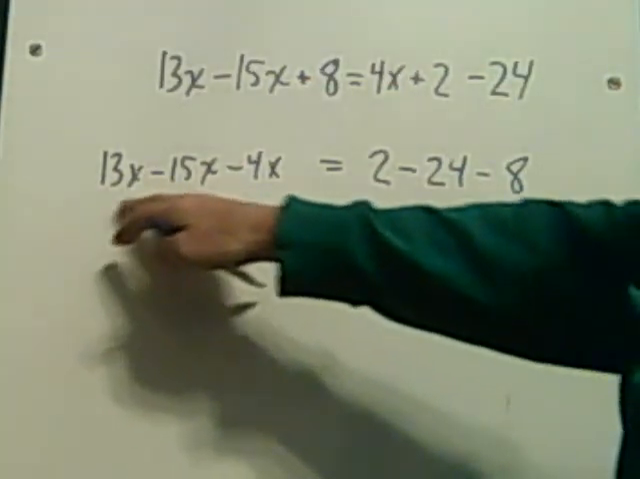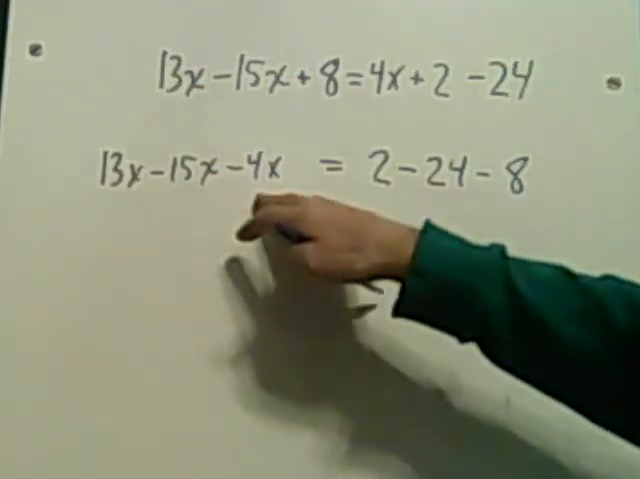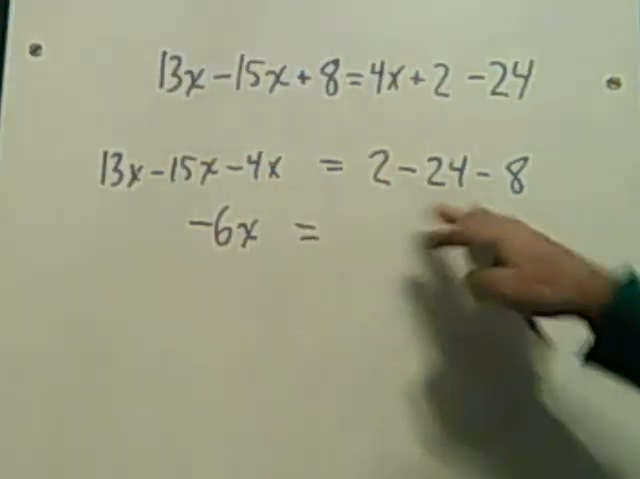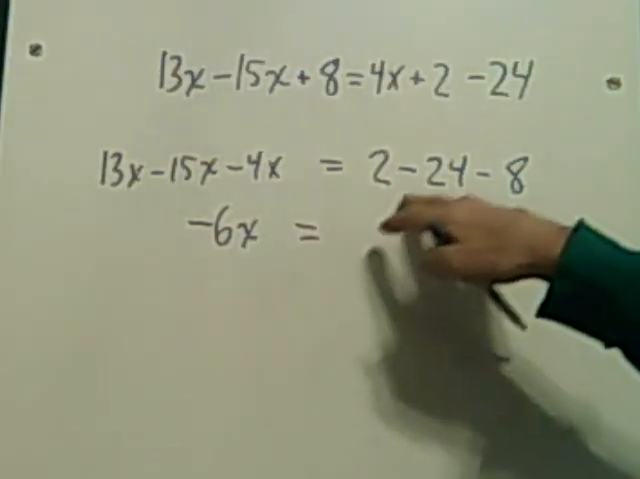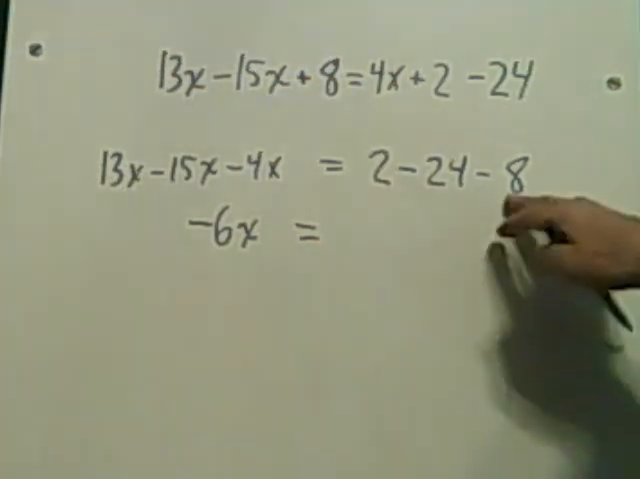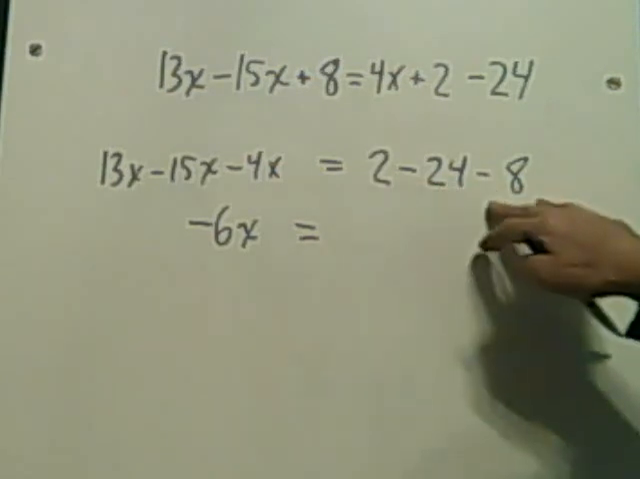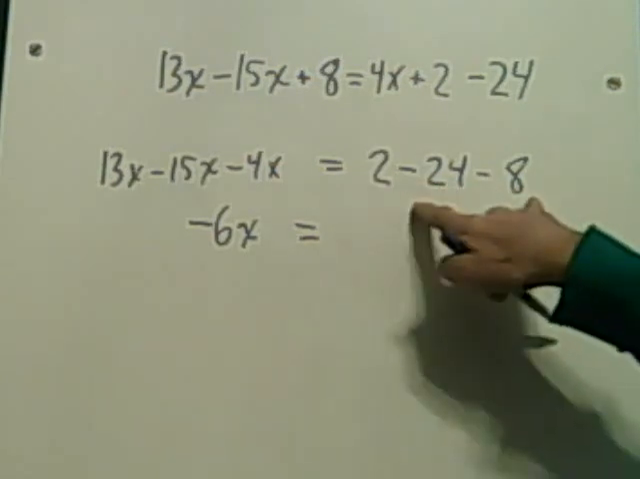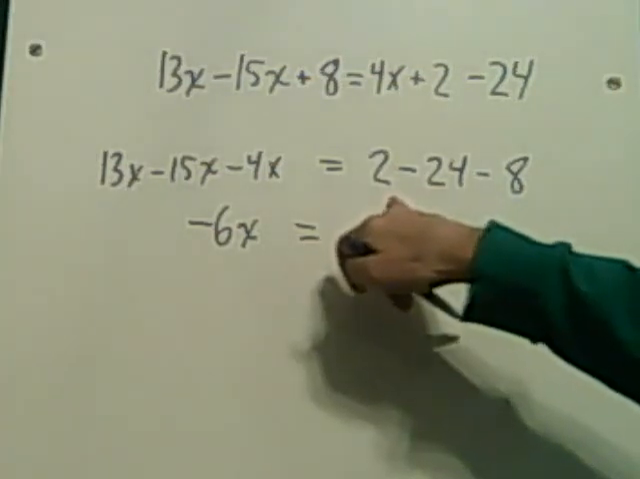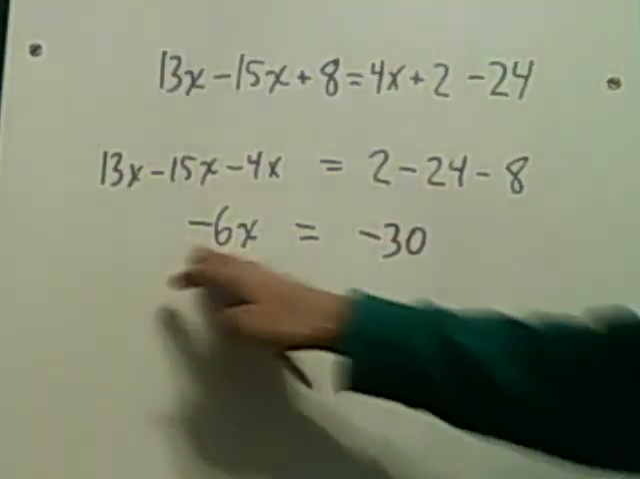Now we'll just do these additions and subtractions. Okay. 13 minus 15, that's negative 2. Negative 2 minus 4 is negative 6. So on this side, it's going to be negative 6x. And on this side over here, we've got a positive 2, a negative 24, and a negative 8. So I'll just take the negative 24 and the negative 8 to make negative 32. Plus the positive 2, and that's going to make a negative 30. Okay? We got a negative on both sides.